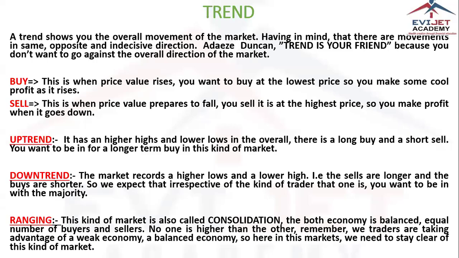So the buyers are more in the case of uptrend, while the sellers are more in the case of the downtrend. Then the ranging market, which is also called consolidation, just like I explained earlier, is where we have equal players on both sides. So let's look at this short definition. A trend shows the overall movement of the market, having in mind that there are movements in same, opposite, and indecisive direction.